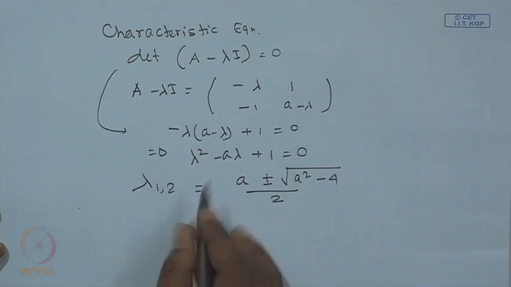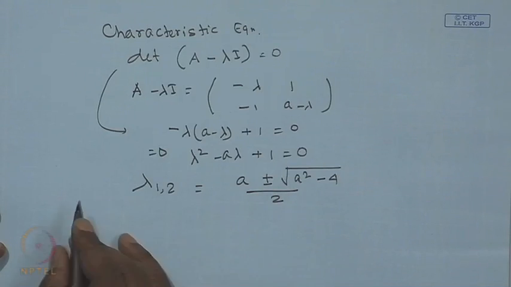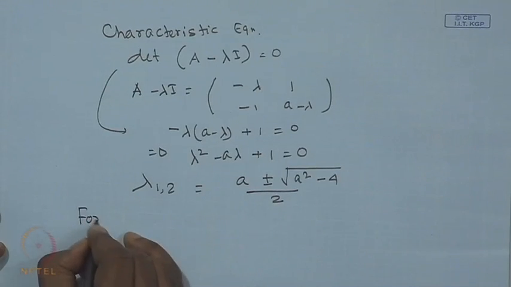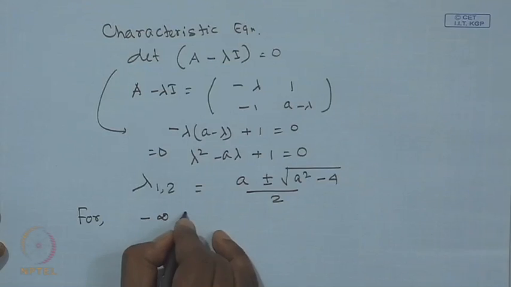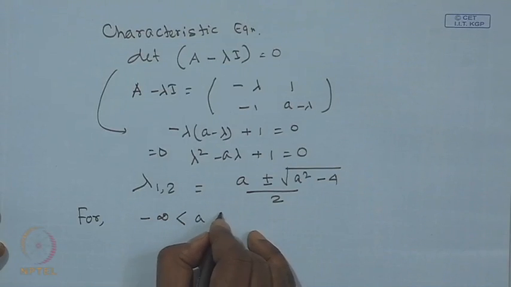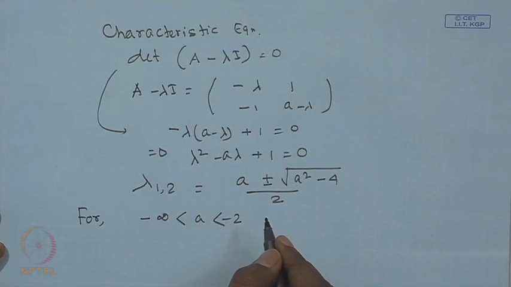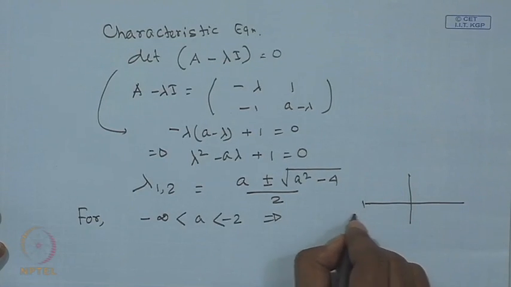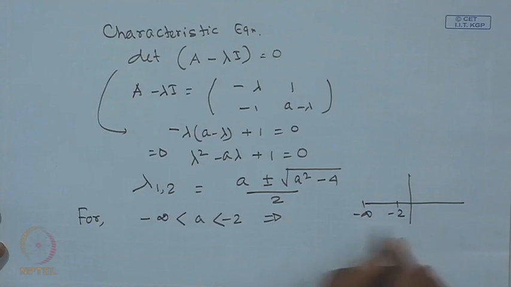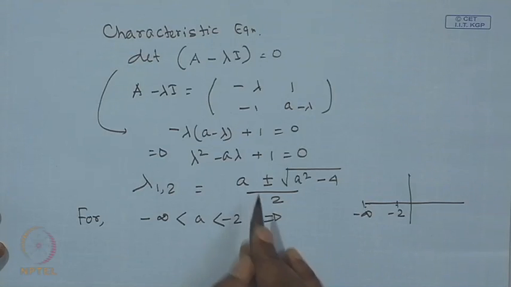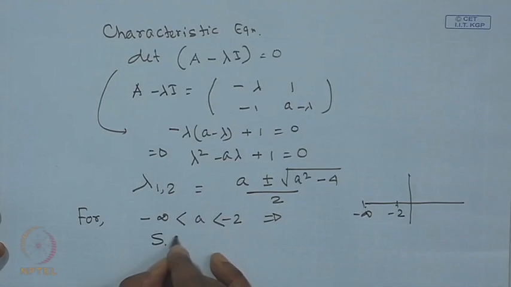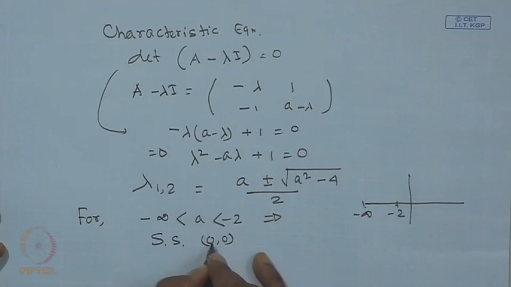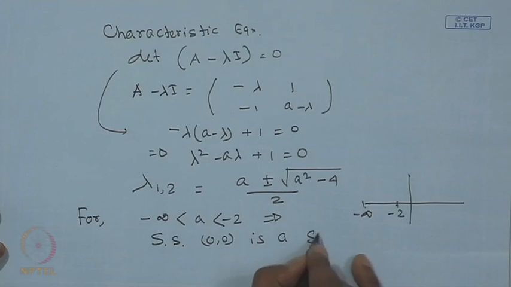Now, if you try to fix a domain of the parameter A, then for A lying between minus infinity and minus 2, that means A is in the negative domain, then the steady state 0 0 is a stable node.